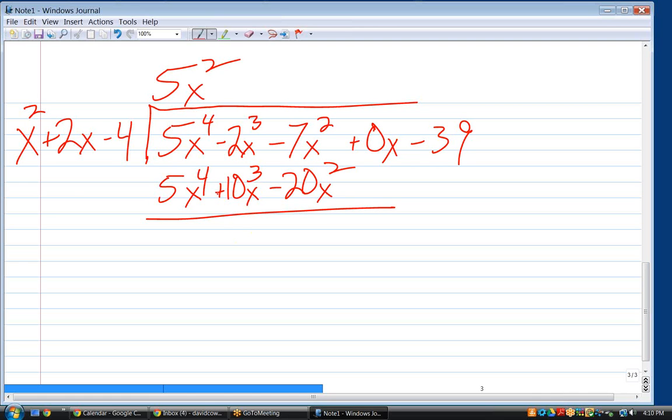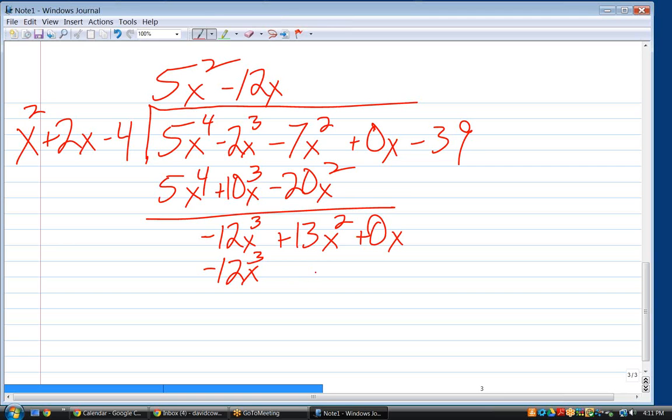What did you get? So it's negative 12x cubed plus 13x squared. Let's bring down the 0x just as a marker. And repeat. So it would be minus 12x. Okay. So, yeah. So, minus 24x squared. Then plus 48x. Okay.